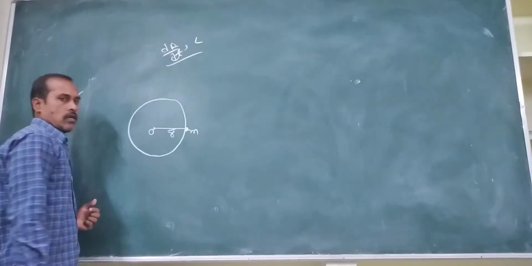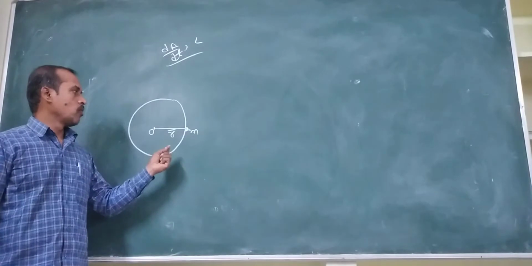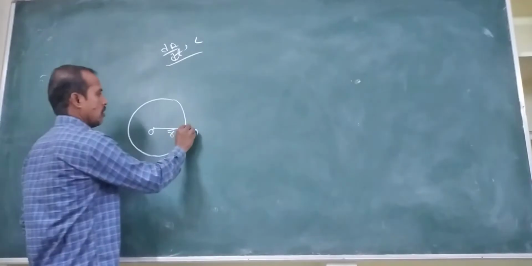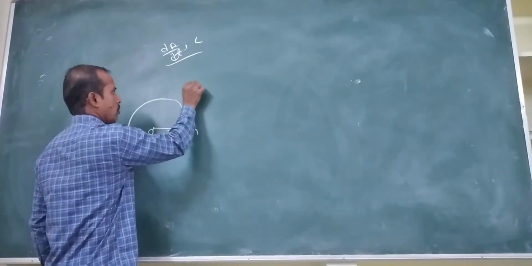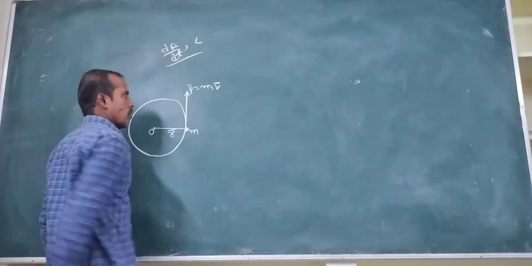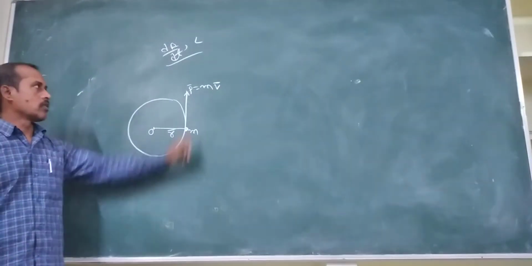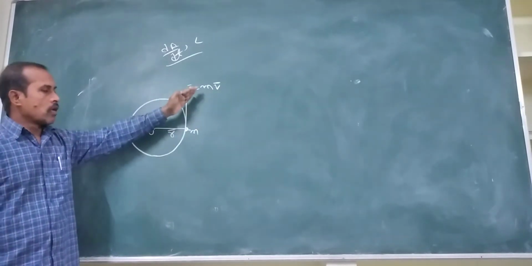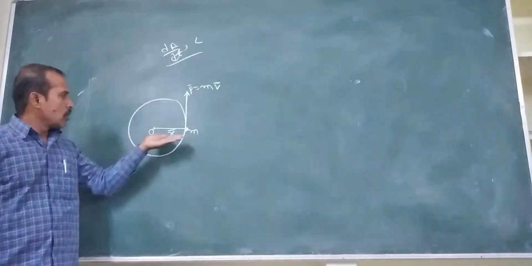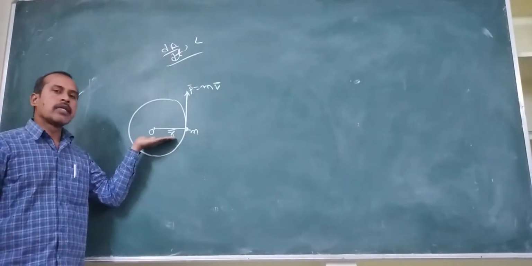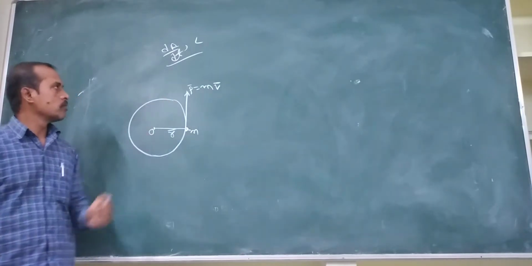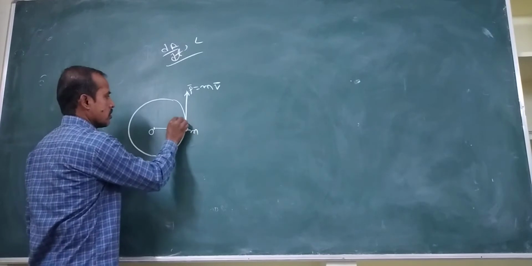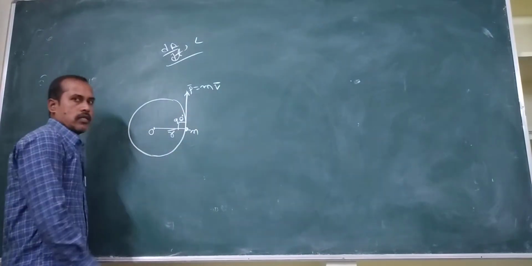The radius is a vector. The particle is moving along this circular path. The momentum of the particle is equal to m v bar. This is the momentum of the particle. The momentum of the particle is always perpendicular to the radius vector. That means here it is 90 degrees.